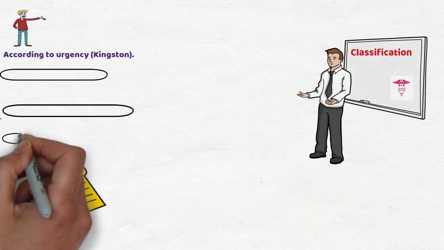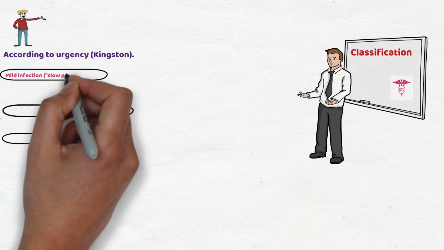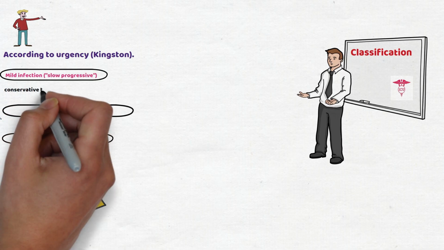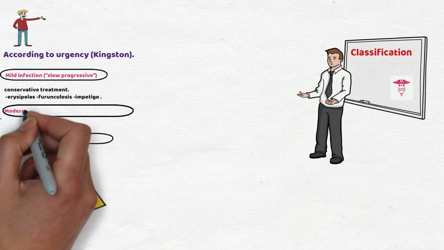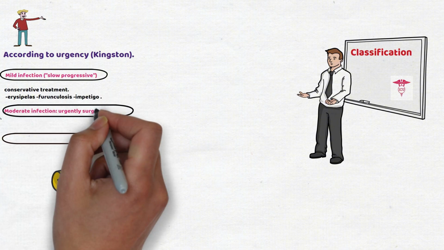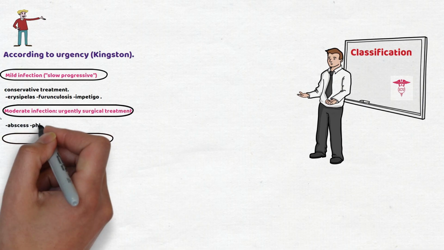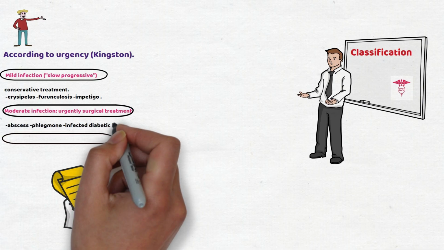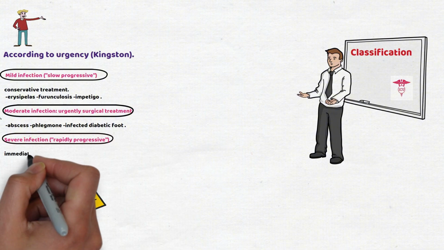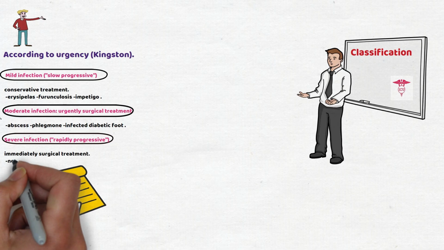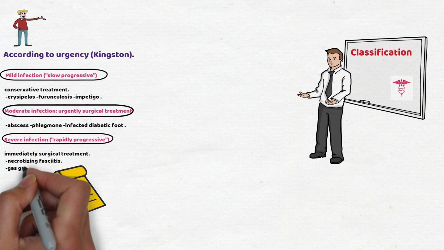Mild infection, slow progressive, conservative treatment. For example, erysipelas, furunculosis, impetigo. Moderate infection, urgently surgical treatment. For example, abscess, phlegmon, infected diabetic foot. Severe infection, rapidly progressive, immediately surgical treatment. For example, necrotizing fasciitis, gas gangrene.